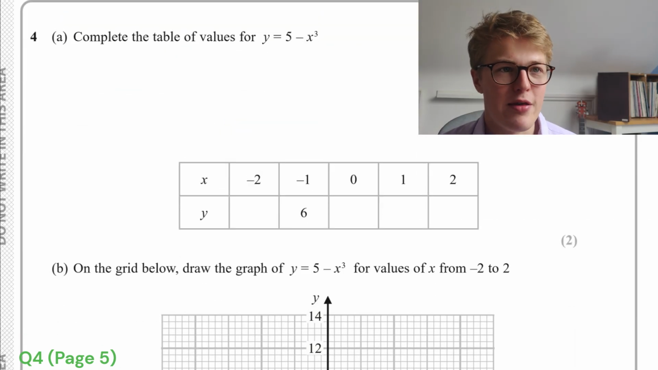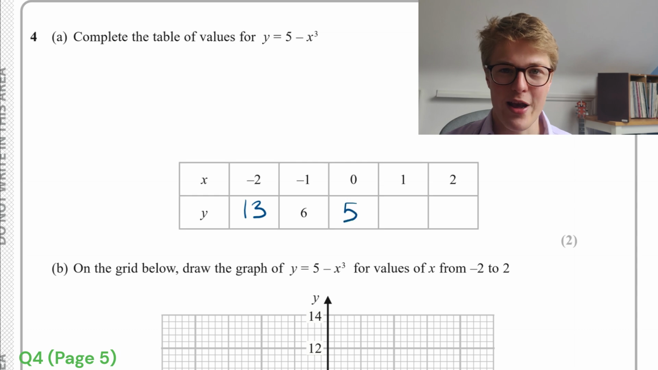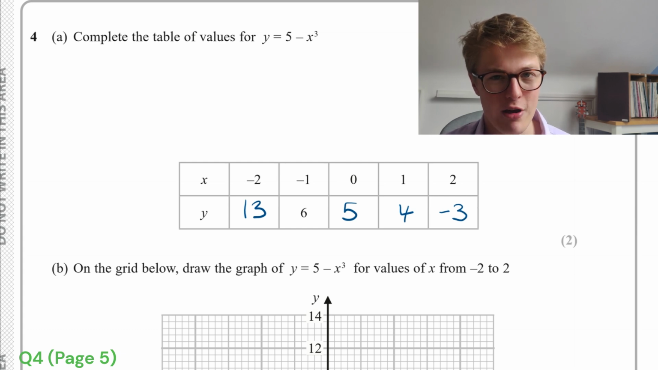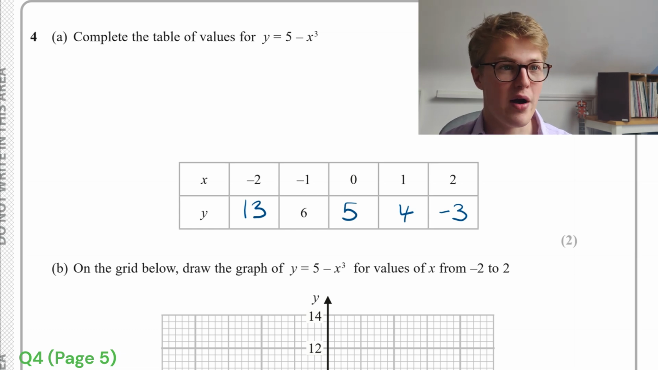Complete the table of values for y equals 5 minus x cubed. So we fill in our table and we end up with y is 13 when x is minus 2, y is 5 when x is 0, y is 4 when x is 1, and y is minus 3 when x is 2. If you're not sure, you can use a table in your calculator and this will make your life a lot easier because you just plug in the equation, plug in the values of x and you'll get the values of y coming out.